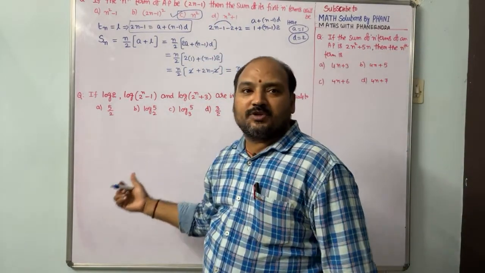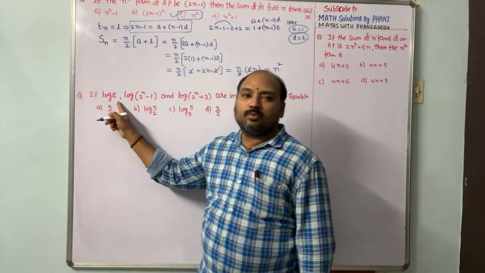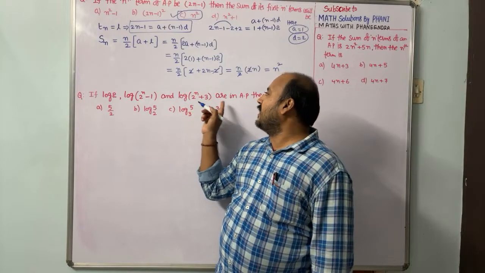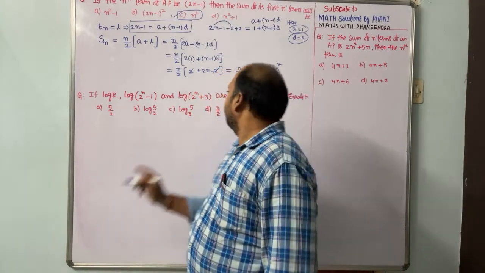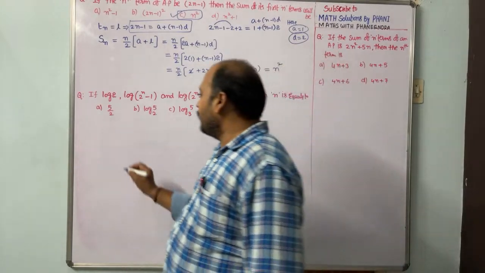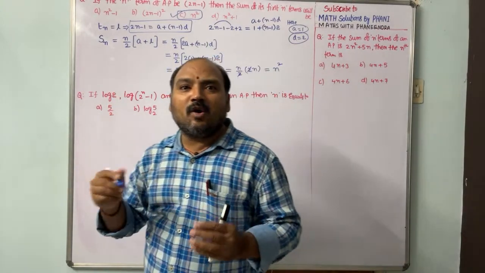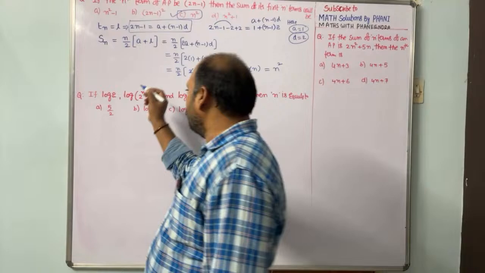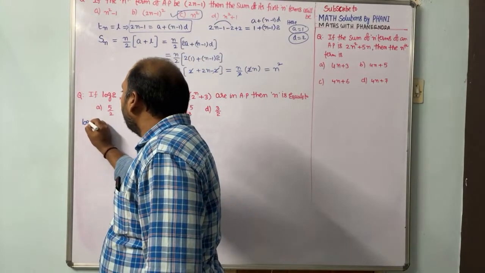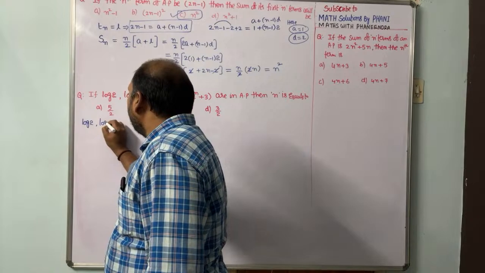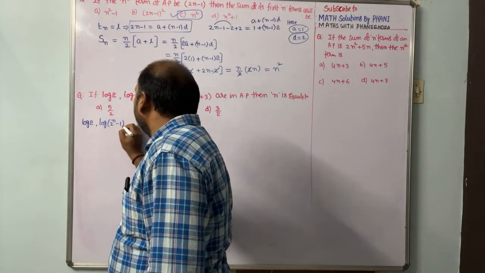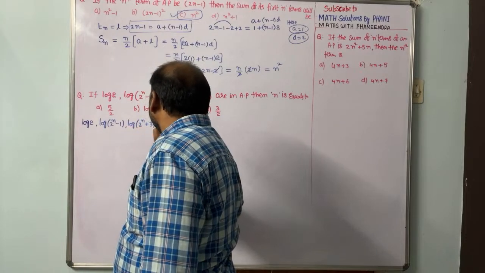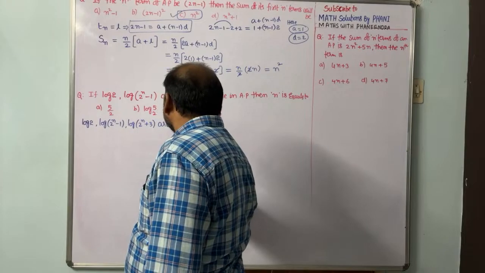We'll move to another question. If log of 2 power n minus 1 and log of 2 power n plus 3 are in arithmetic progression, then n is equal to? So we know that if A, B, C are in arithmetic progression, then 2B is equal to A plus C. Based on that, log 2 power n minus 1, comma, log 2 power n plus 3 are in AP.